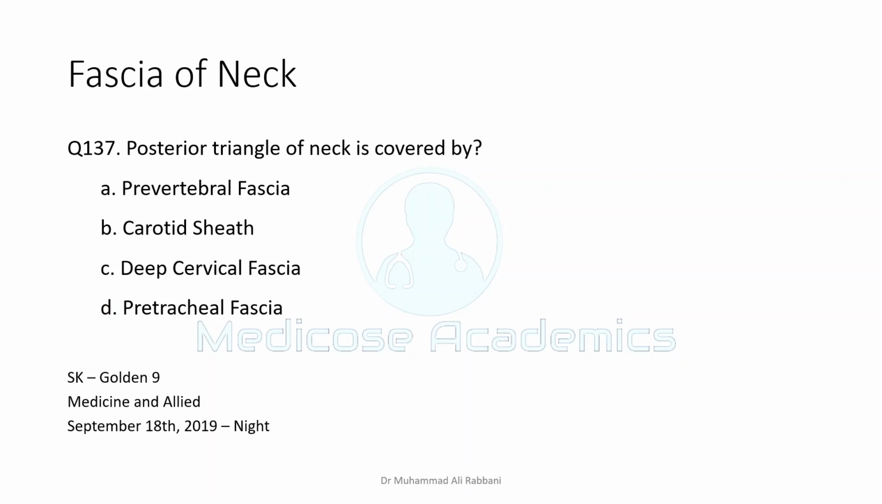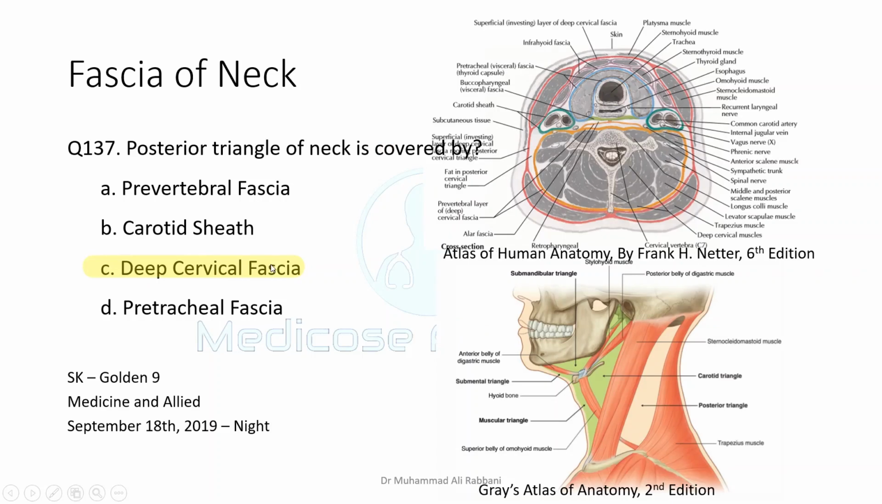In the posterior triangle of the neck, the contents are again asked multiple times. The question that is usually asked is the muscles that form the boundaries and the contents of it. There are also muscles that form the floor, which I have not seen asked much, but the structure that forms the roof is asked here. The posterior triangle of the neck is covered by the deep cervical fascia, and to be more specific, it is the investing layer of the deep cervical fascia.